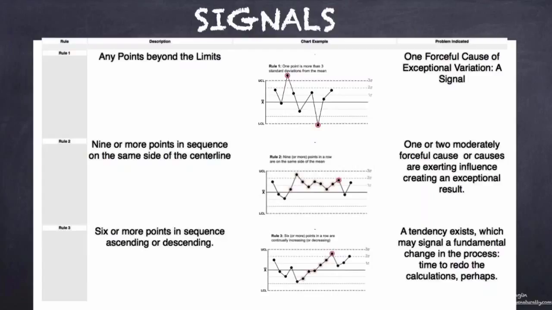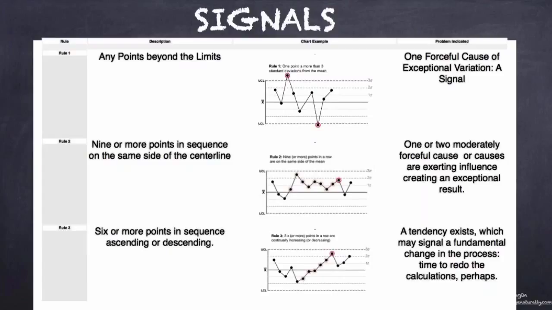That means you had one thing strong enough to affect the variation enough to go beyond the limits. The second rule is where you have 9 or more points in sequence on the same side of the center line. It's kind of like a moderately forceful cause, or a couple of causes that are exerting influence. And in time, they will get worse if you don't go to it and understand it.